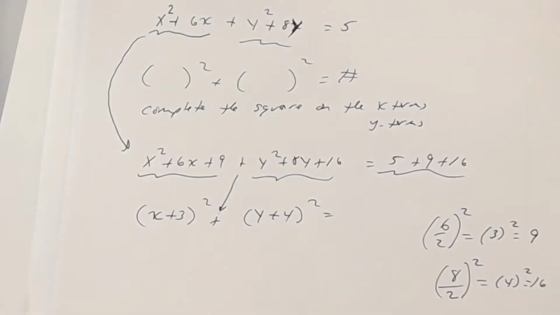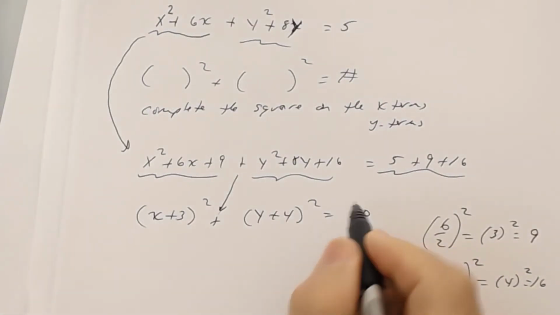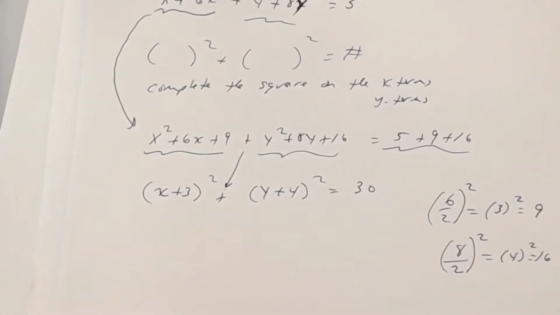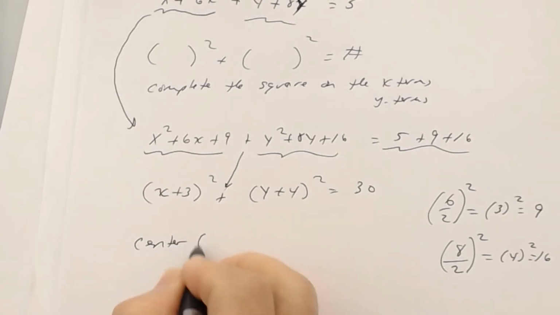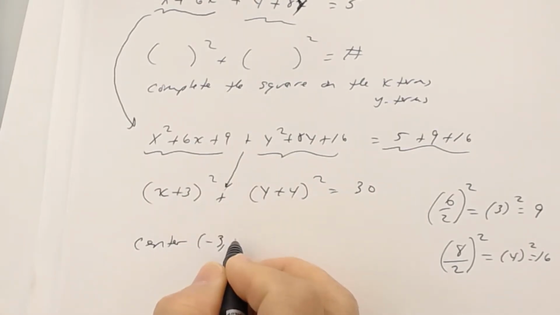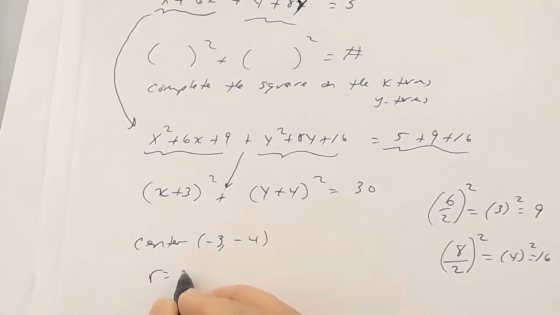Equal, and then you add up all these numbers. So what's on your calculator? What's 5 plus 9 plus 16? 30. And now you can tell me the center. What's the center? Negative 3, negative 4, and the radius is the square root of 30. Is there a perfect square other than one that goes into 30? No. So you're done.